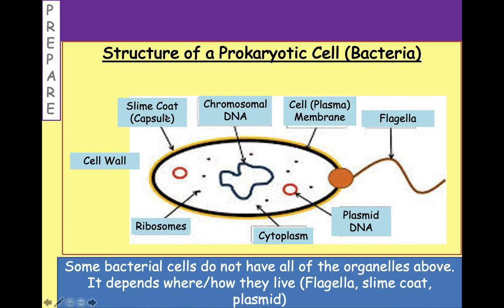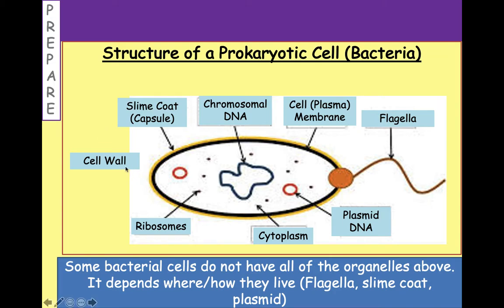The job of the slime coat is also to protect the cell from drying out. If you think of slime coat, I want you to think of something like snot or mucus. It's that covering the outside of the cell. And what that does is it stops the cell drying out. If this bacterial cell or prokaryotic cell, as we can call it, lives in water and it finds itself suddenly out of water, the slime coat will help to keep it damp a little bit longer and help it to survive a bit longer.